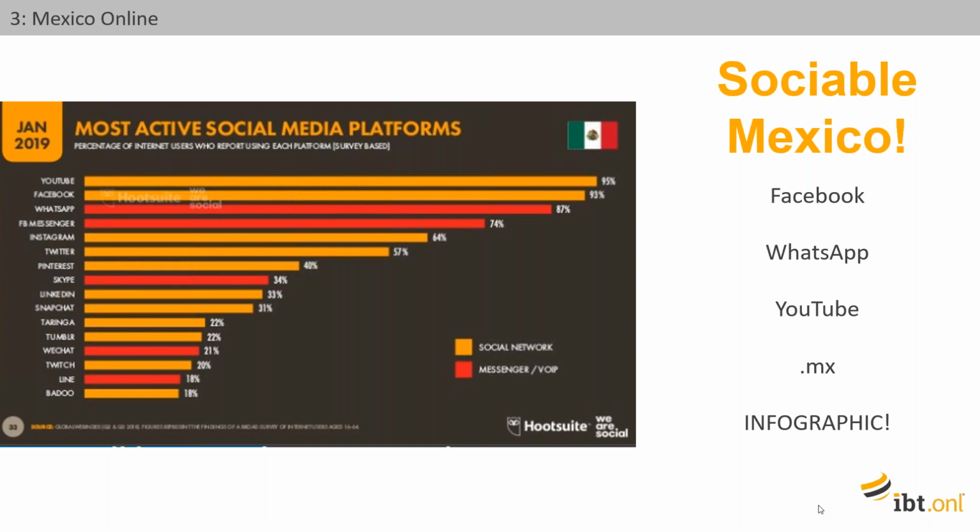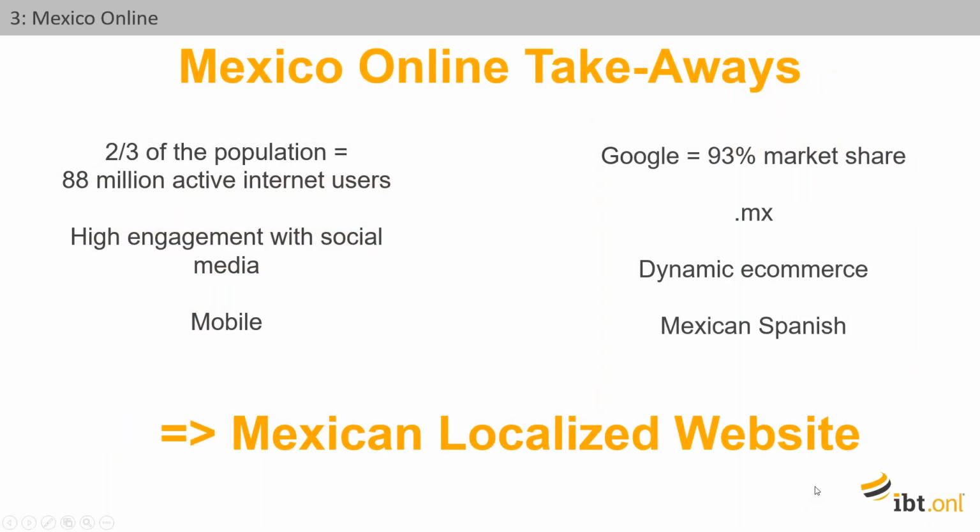So what are the key takeaways from this whole section that I just rambled on about, Mexico and its online environment? So 2/3 of the population, which is about 88 million active internet users, are at your fingertips and available to be marketed to. They're extremely engaged with social media, spending about 3 hours a day interacting with people and businesses and talking to each other. It's a very mobile market, so the majority of people who are on social media are accessing it via mobile.